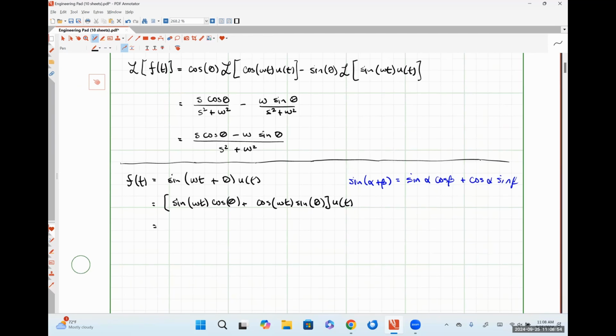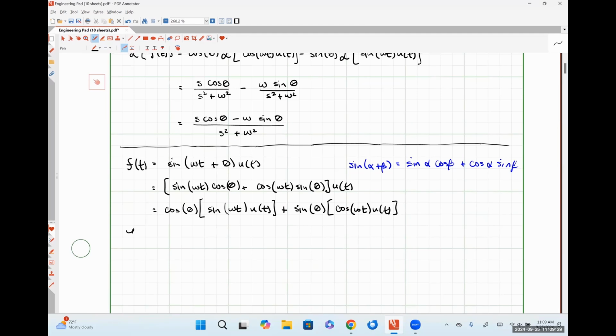Breaking it down slightly further, this would be the cosine of theta times sine of omega t multiplied by u of t, plus sine of theta multiplied by cosine omega t u of t. And once again, we already know what the Laplace transforms of the things in the brackets are.